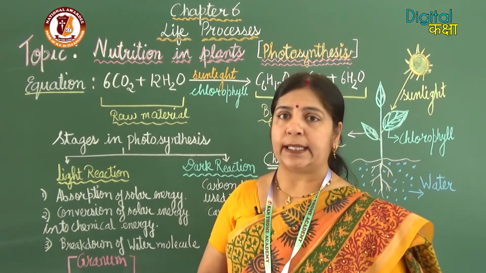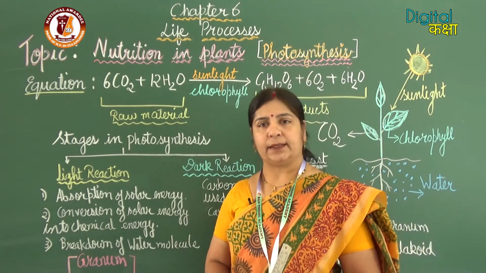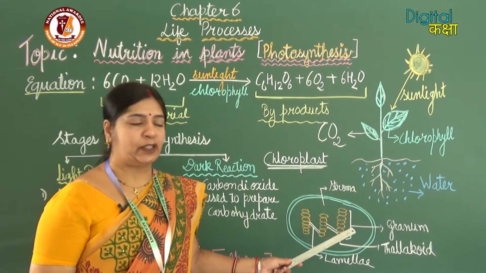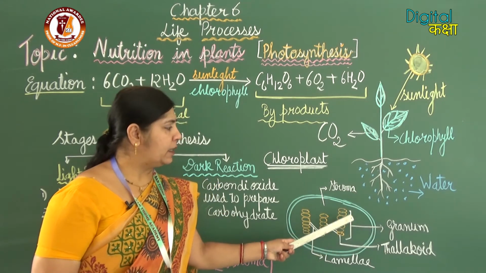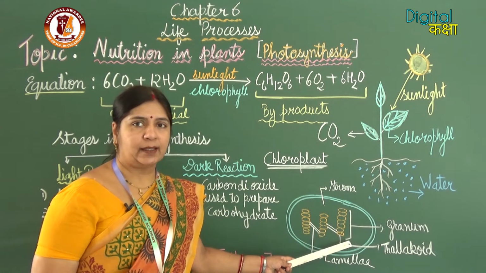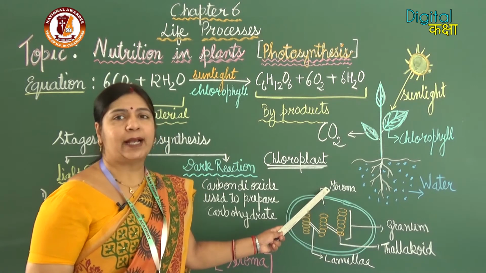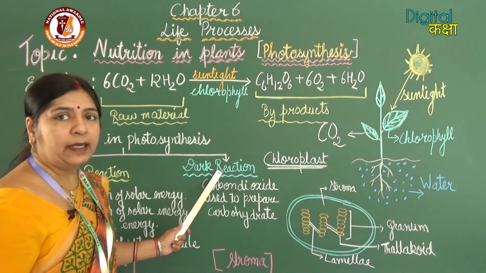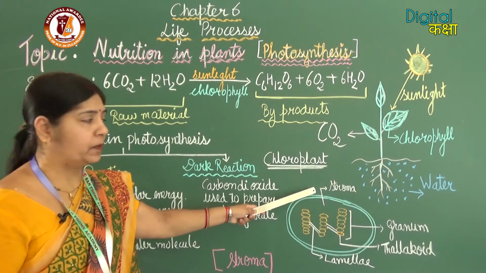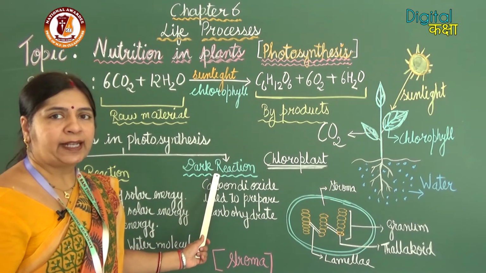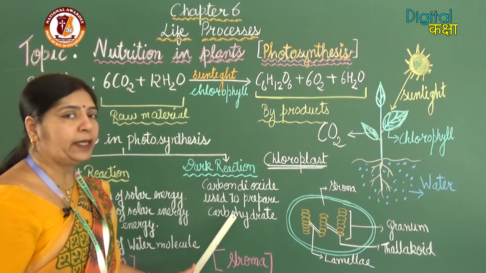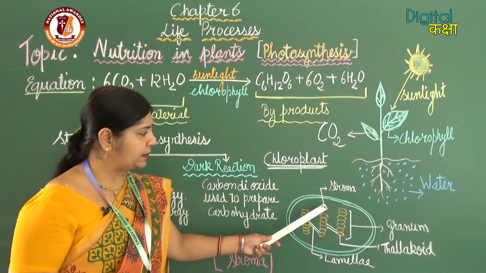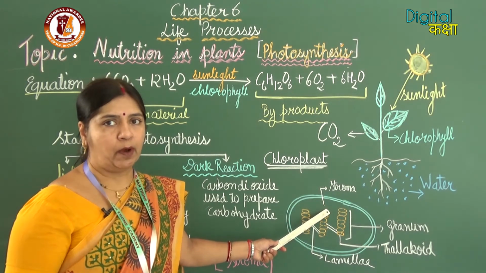What is the site of photosynthesis? That is the chloroplast, and we have already seen the diagram of the chloroplast. There are different regions: the granum of the chloroplast, the coin-like structures piled together, and the cytoplasm, that is the stroma. The dark reaction takes place in the stroma, where the conversion of carbon dioxide into carbohydrate takes place, that is in the cytoplasm of the chloroplast.